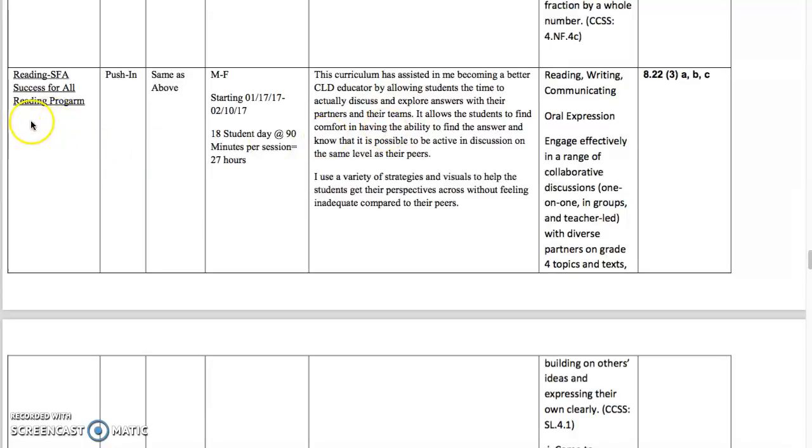And then here I have a reading. This is our Success for All reading program. Again, push in, same students. You can see here the amount of hours that were put into this activity. And then you can look through here on how that became a tiered lesson.